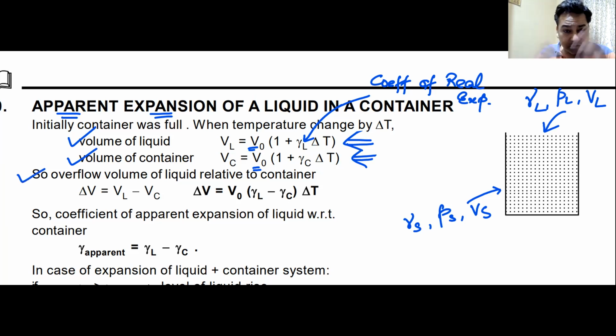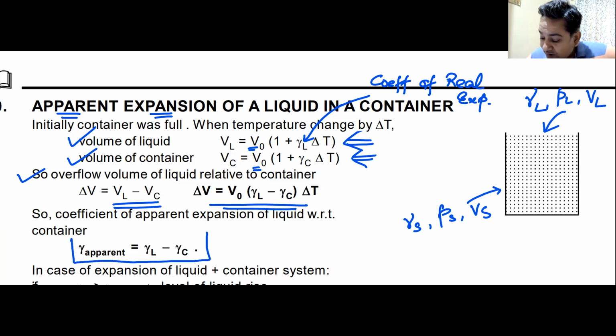So some amount of liquid will overflow. I just gave you the example of a beaker. So how much is the amount of liquid that will overflow? VL minus VC. So this will be the amount of liquid that will overflow. Yes or no? Yes, sir. So then we can calculate something known as gamma apparent, which is gamma of the liquid minus gamma of the solid or the container. So this is the apparent expansion. Someone was asking me in class 1 what is apparent expansion. That was not the time to tell you what is apparent expansion. This is the time when I tell you that. You understand this? Yes, sir. Please note it down.